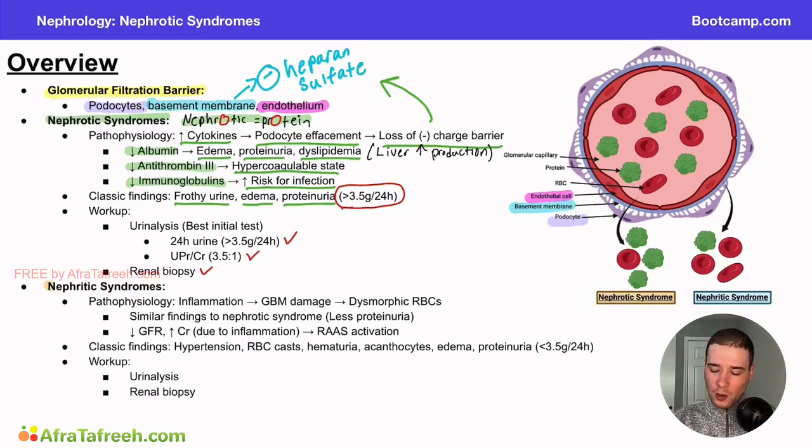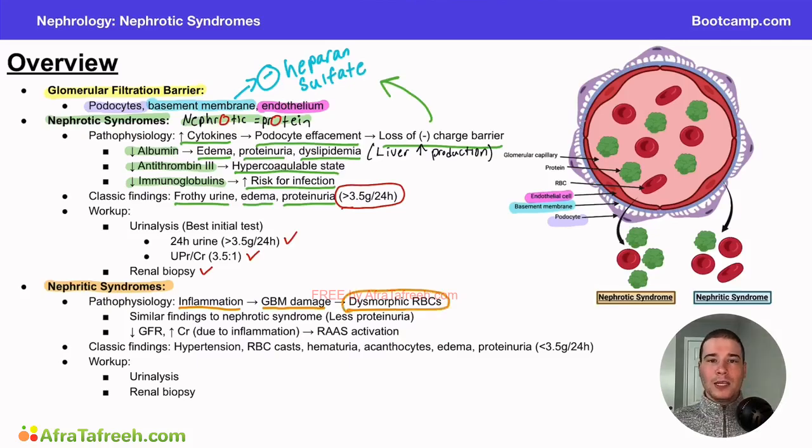And you will likely notice that there are a lot of similarities between nephrotic and nephritic syndromes, but it's the differences that I really want you to pay attention to and be mindful of. So if we look at our pathophysiology, it's kind of a similar process. You get some sort of inflammatory reaction that's occurring. This ultimately damages the filtration barrier and the glomerular basement membrane, and this can lead to a lot of similar findings as a nephrotic syndrome, but one of the main differences is that you'll see dysmorphic red blood cells.